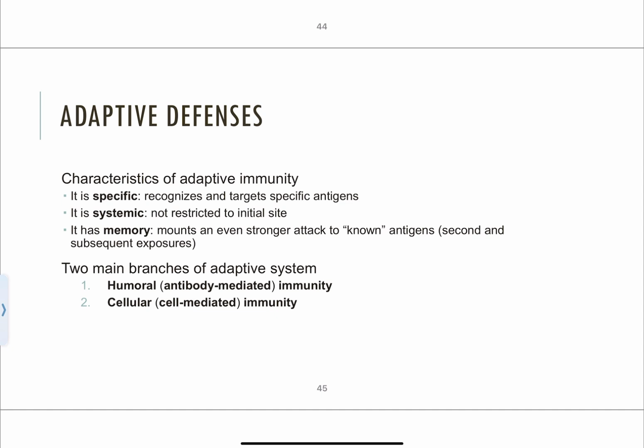There are two main branches of the adaptive immune system. We have humoral and cellular immunity. If we're talking about humoral immunity, we're talking about using antibodies. If we're talking about cellular immunity, we're talking about using cells.